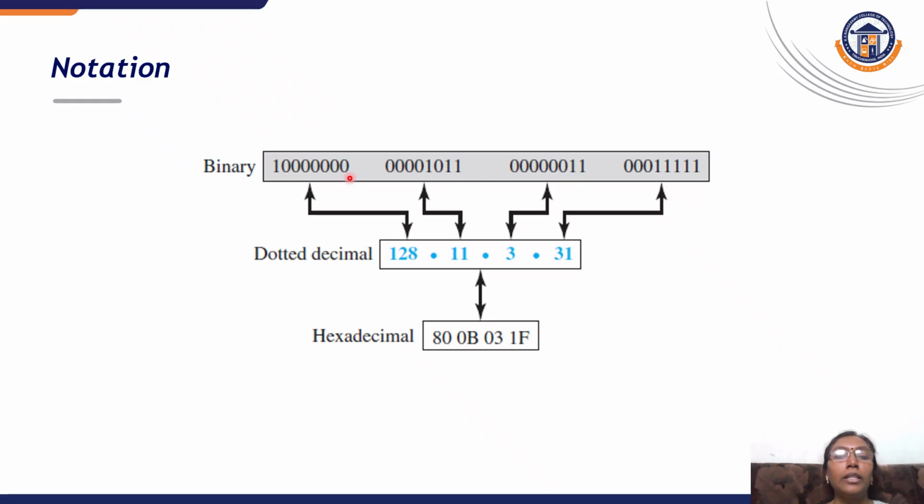This 8-bit number is represented with 128. Between decimal numbers there will be a dot, so it is called dotted decimal notation, which further can be represented with hexadecimal notation.